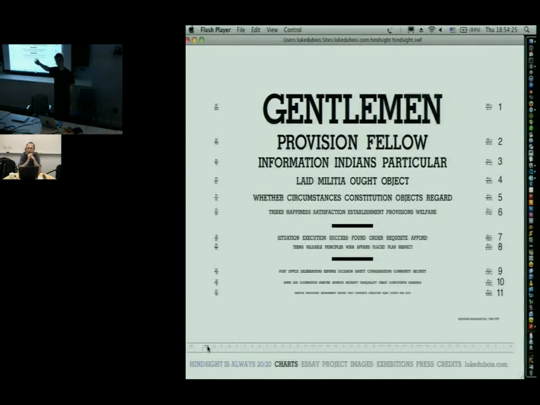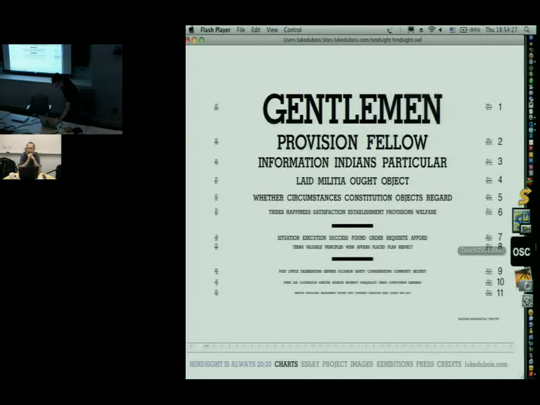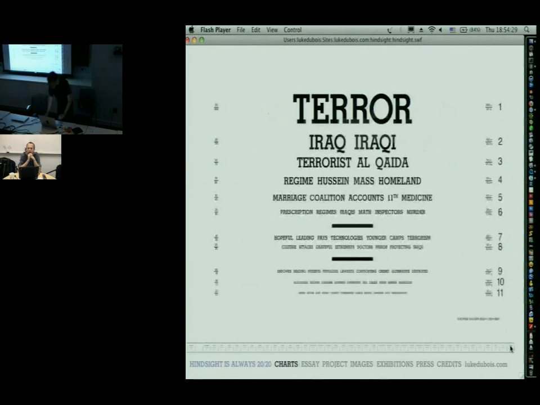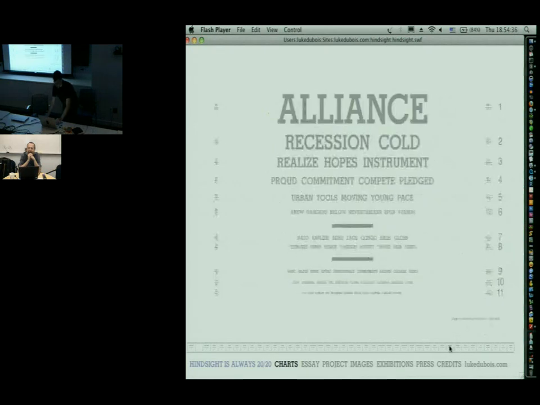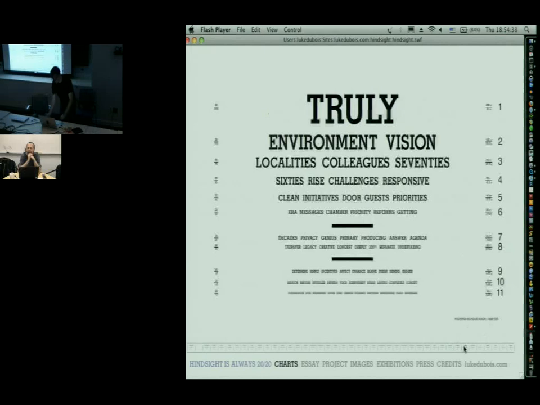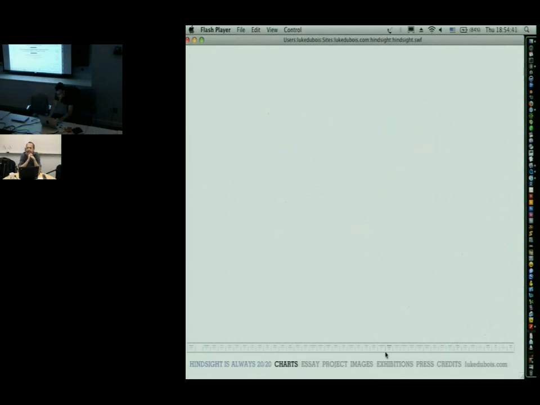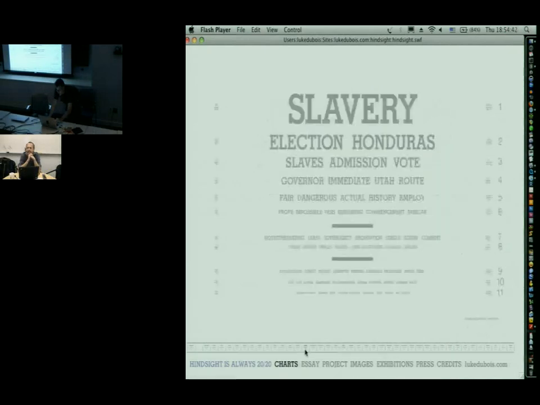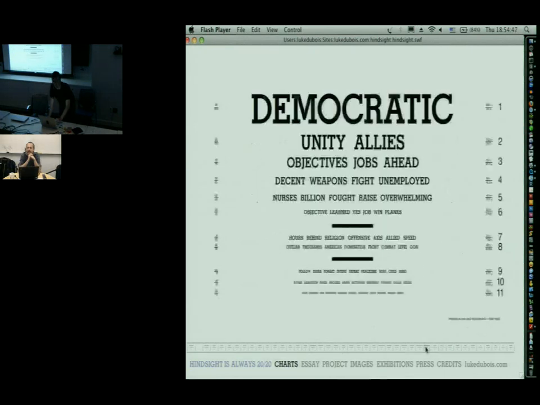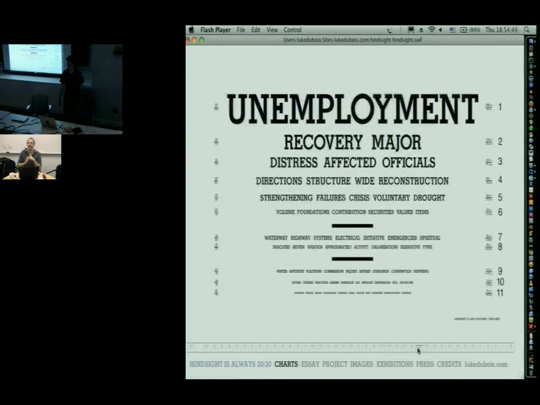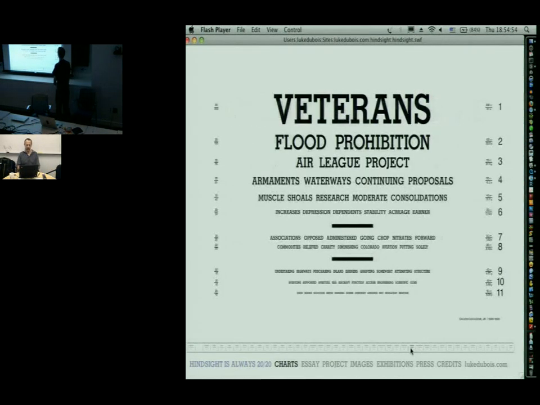So George Washington, his most common word is gentleman. George Bush's is terror. Right? Some of these you can guess. Ronald Reagan is deficits. Richard Nixon, interestingly, is truly. Some of these you can probably figure out, like Abraham Lincoln is emancipation. FDR is democratic. Herbert Hoover is unemployment. Calvin Coolidge is talking about veterans, and this is the last time New Orleans flooded.